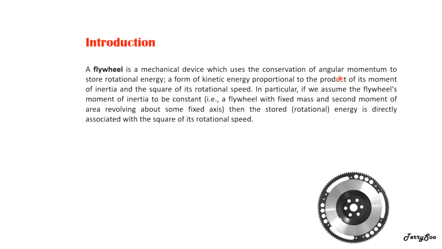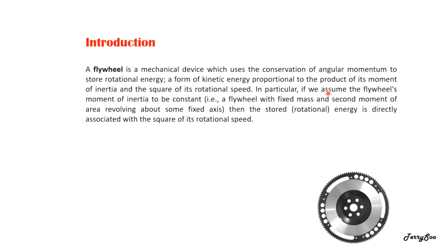That is the product of I omega, which is the angular speed, to store rotational energy. The flywheel's function is to store rotational energy in the form of kinetic energy, which is proportional to the product of its moment of inertia and the square of its rotational speed. So the kinetic energy for any rotating component is equal to half I omega squared, where I is the moment of inertia and omega is the rotational speed.